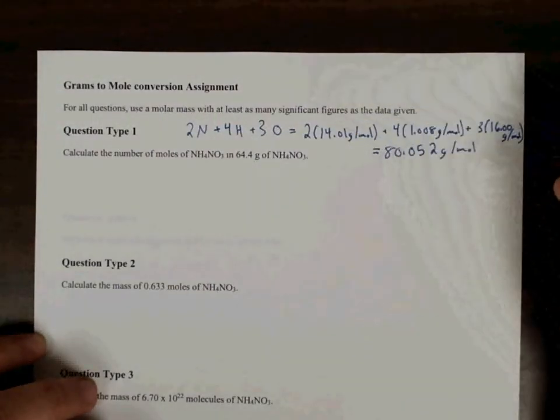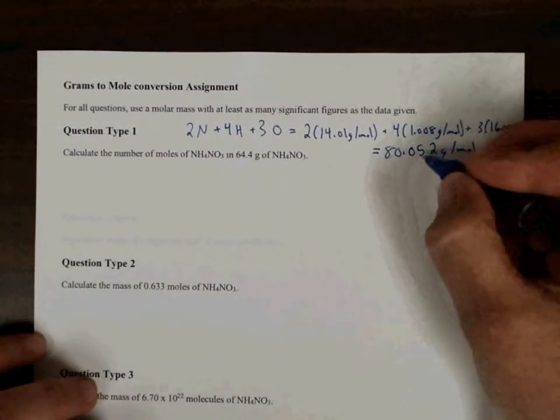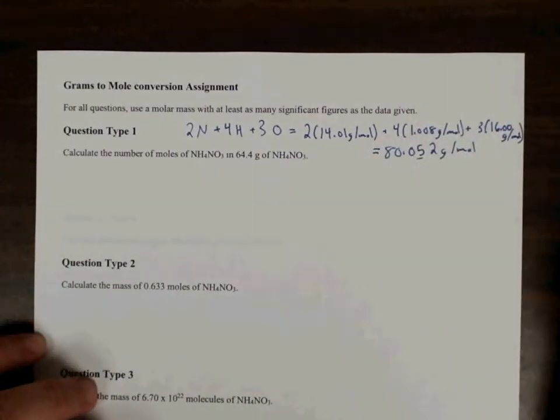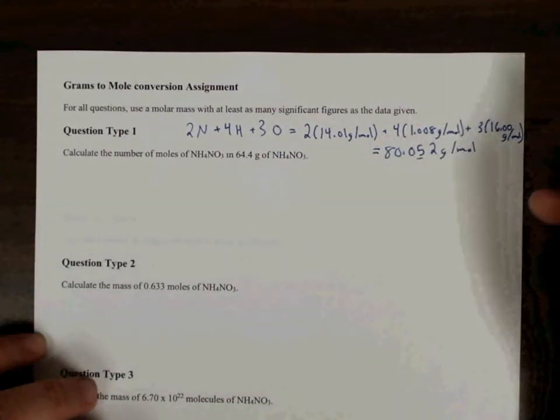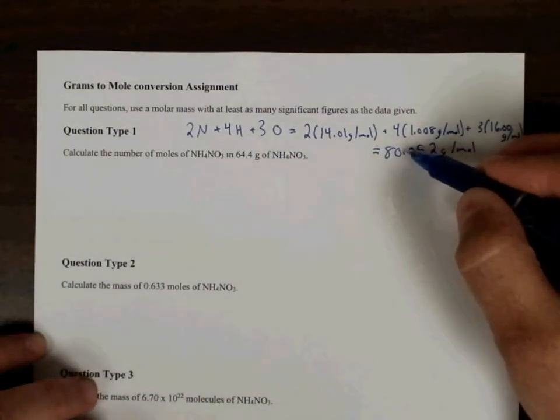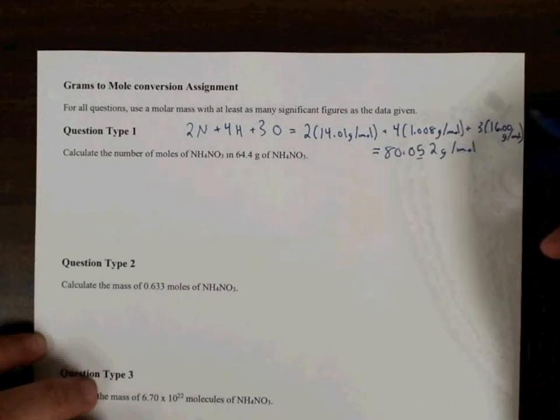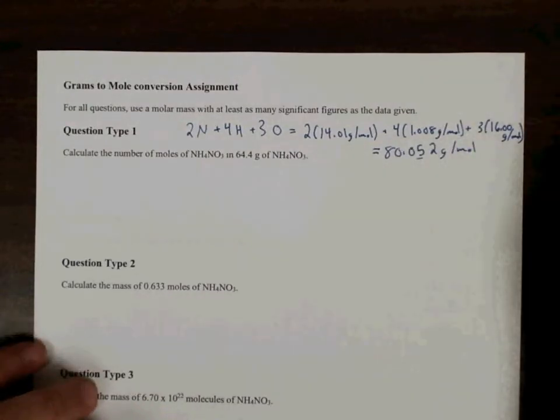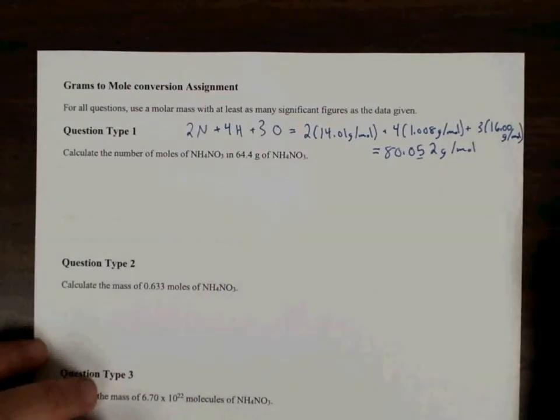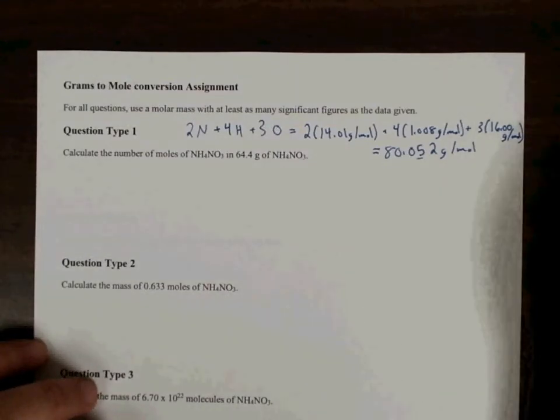Because I've gone through and done this additive, we would want to stop at the second decimal place. So we'd stop at 80.05. I'm going to go ahead and use the 80.052 for all my calculations, just so we have a little bit extra significant figures and we're not going to lose anything to rounding.